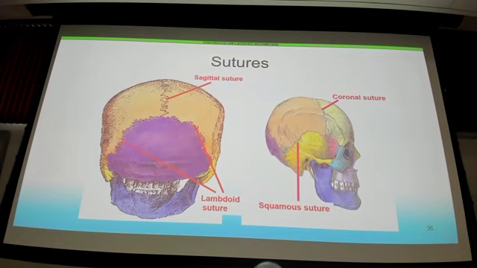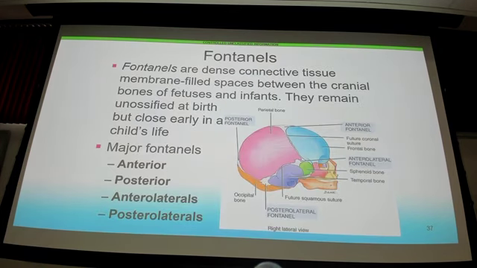Sagittal suture, coronal, squamous, lambdoid sutures: that's how we connect the skull bones. In children, these are still open. They don't fuse until a little bit after birth. We talk about the soft spot on the head. Generally when somebody says you're feeling the baby's soft spot up there, that's the anterior fontanelle. But there is also a posterior fontanelle, and then on each side, an anterior lateral and a posterior lateral fontanelle.